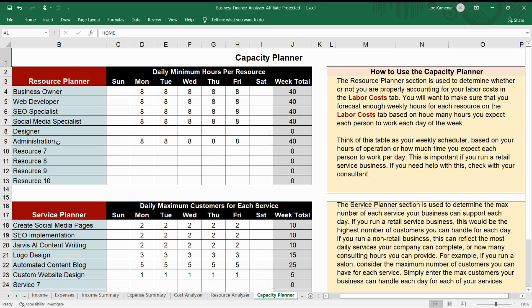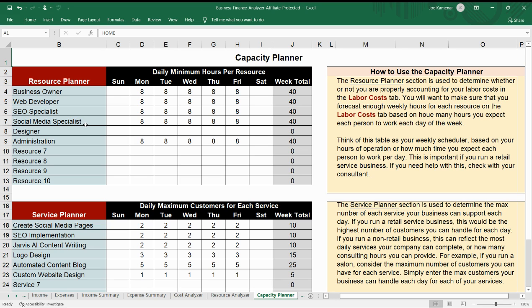So if you're looking at this, I hope it's making sense. Like, yes, I know what I'm expecting here. I know how many hours I need, how many resources. Our shop is open from 10 in the morning to 8 in the evening. So here's the coverage that you need. This is where you can do your planning around your scheduling. Think of this as your weekly scheduler based on your hours of operation and how much time you expect everybody to work per day.